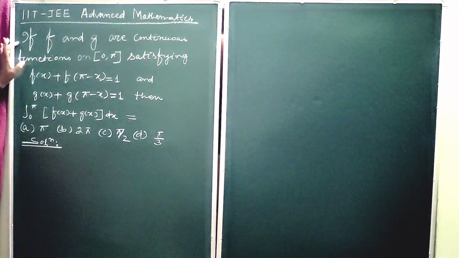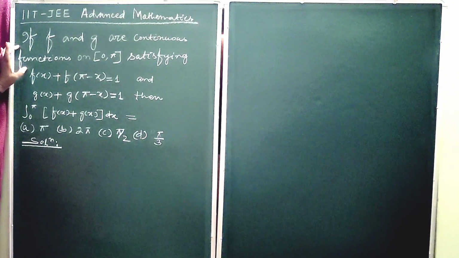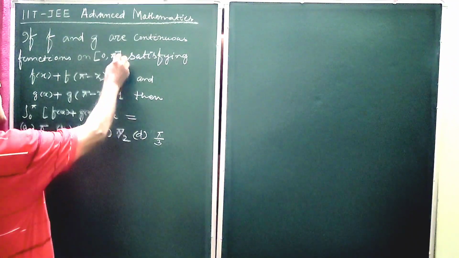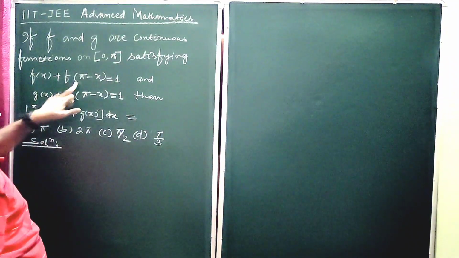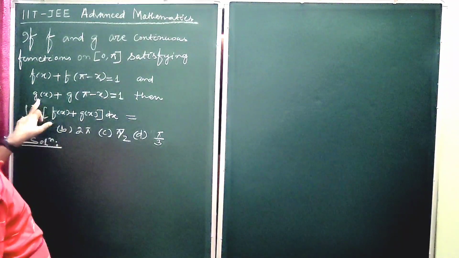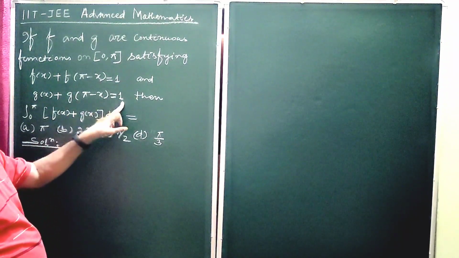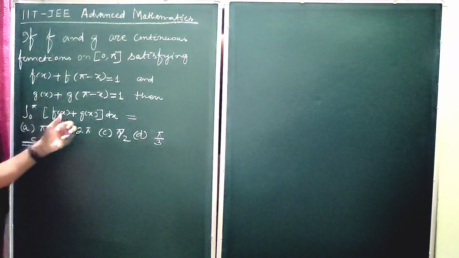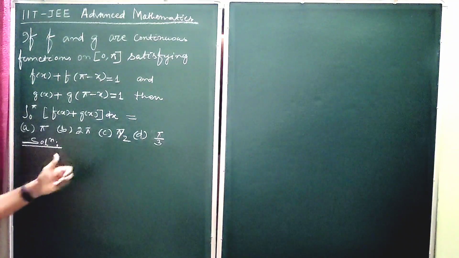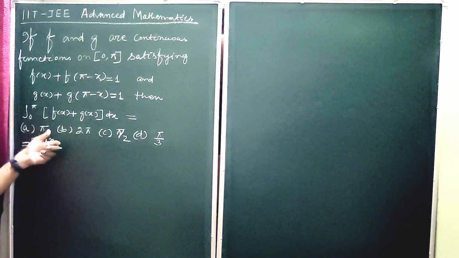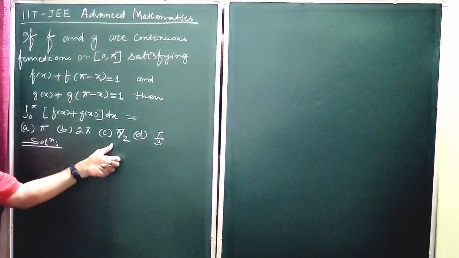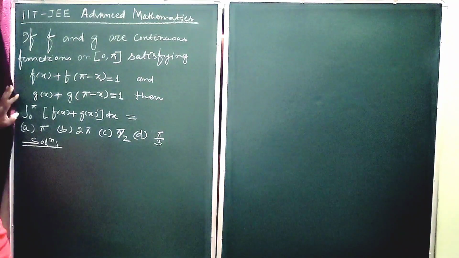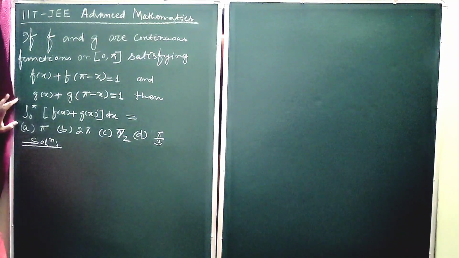The question is: if f and g are continuous functions on the closed interval 0 to pi, satisfying f of x plus f of pi minus x is equal to 1, and g of x plus g of pi minus x is equal to 1, then the integral from 0 to pi of f of x plus g of x dx is equal to: (a) pi, (b) 2 pi, (c) pi by 2, (d) pi by 3. Now let us solve this question and find the correct answer.